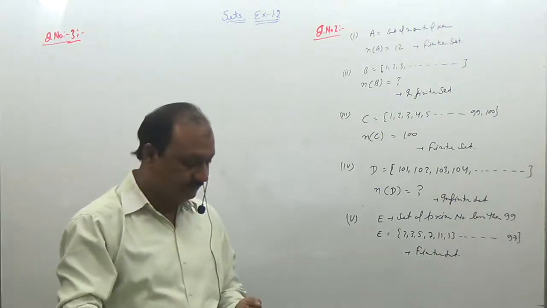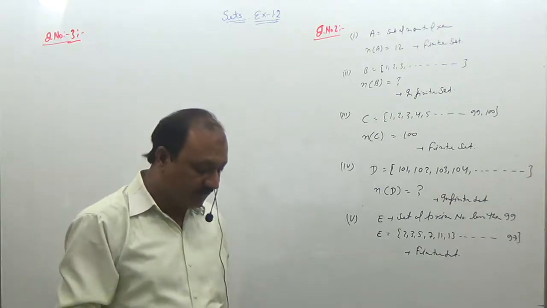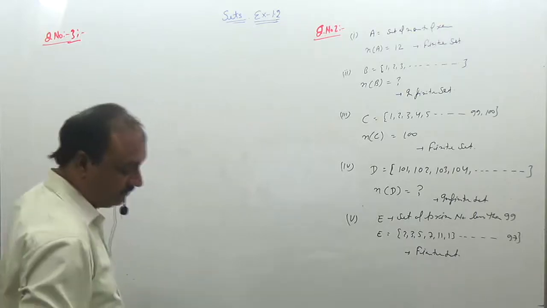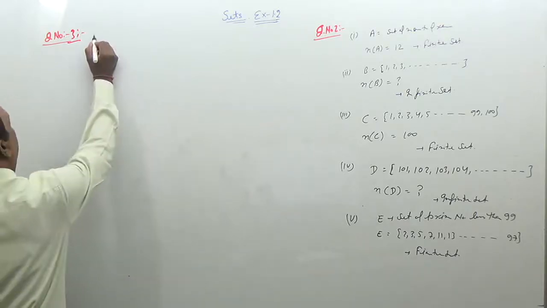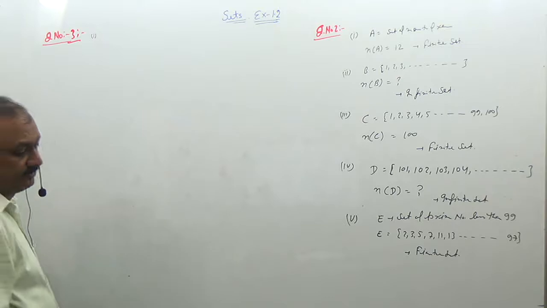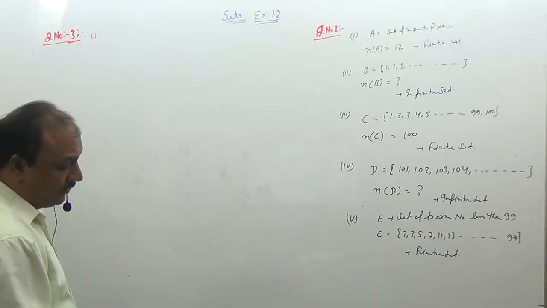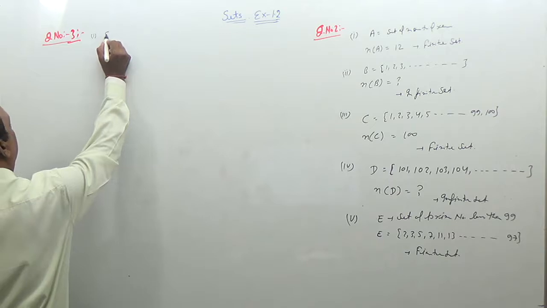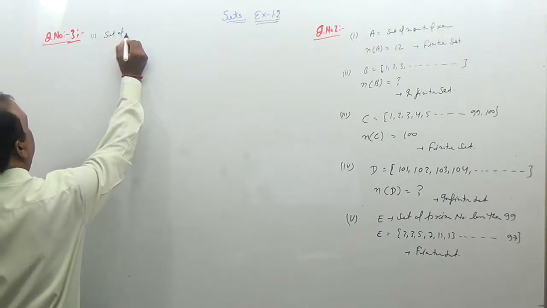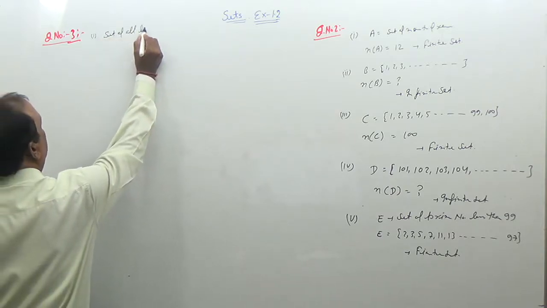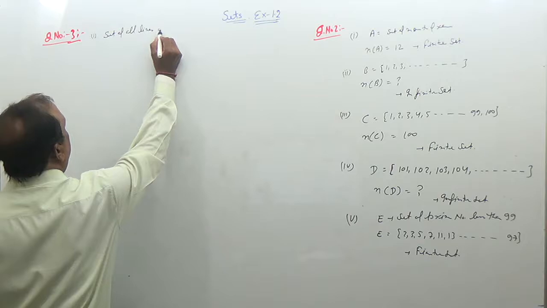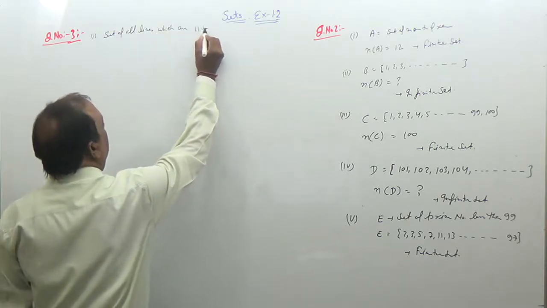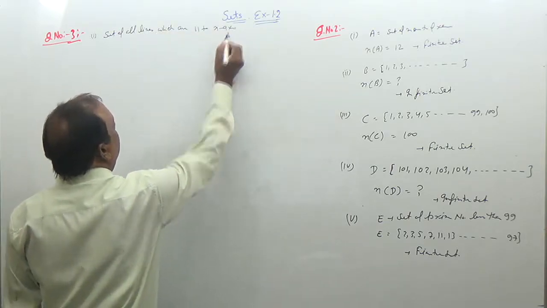Question 3 is, state whether each of the following sets is finite or infinite. First part. Set of all lines which are parallel to the x-axis.